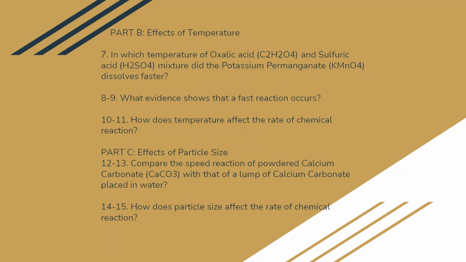For part B, effects of temperature. 7, in which temperature of oxalic acid and sulfuric acid mixtures did the potassium permanganate dissolve faster? 8 to 9, what evidence shows that a fast reaction occurs? 10 to 11, how does temperature affect the rate of chemical reaction? Part C, effects of particle size. 12 to 13, compare the speed of reaction of powdered calcium carbonate with that of a lump of calcium carbonate placed in water. 14 to 15, how does particle size affect the rate of chemical reaction?